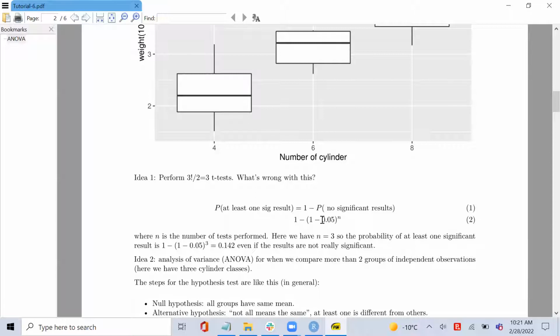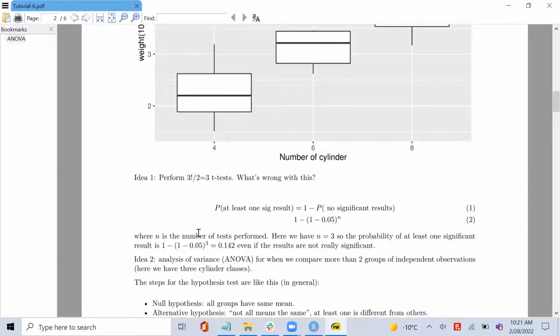You might say, why is it the case? It's because you reject the null hypothesis when p is less than 0.05. So no significant result is obviously the complement, 1 minus 0.05, right? So what you have is (1 minus 0.05) to the power of n, because each test is actually independent, right? So what you actually have is 1 minus 0.05 to the power of n, the number of tests you performed, basically, right?